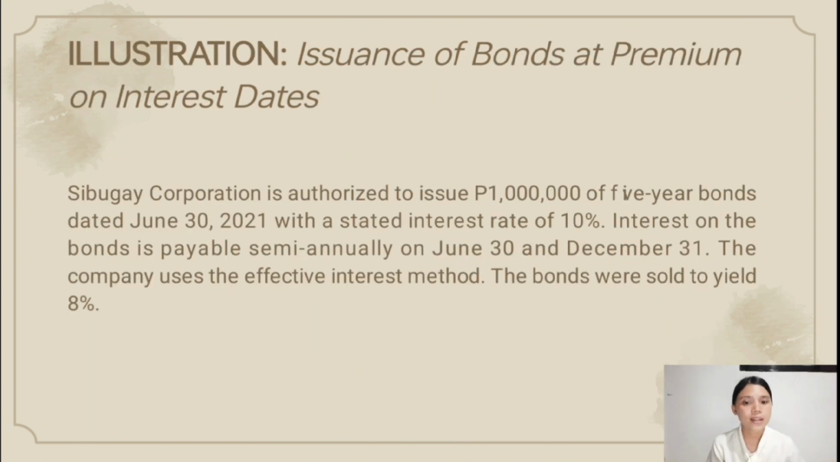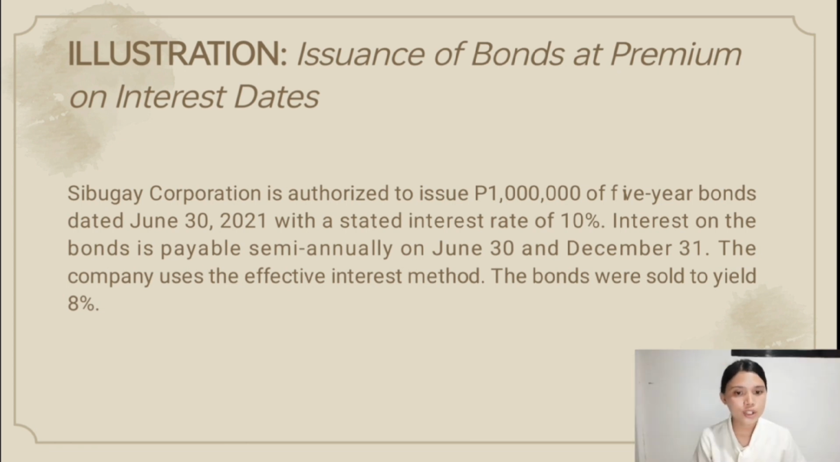So to fully understand the concept of bonds payable, I have here an illustration. We have the issuance of bonds at premium on interest dates. So the problem is: Sibugay Corporation is authorized to issue 1 million of 5-year bonds dated June 30, 2021 with a stated interest rate of 10%. Interest on the bonds is payable semi-annually on June 30 and December 31.